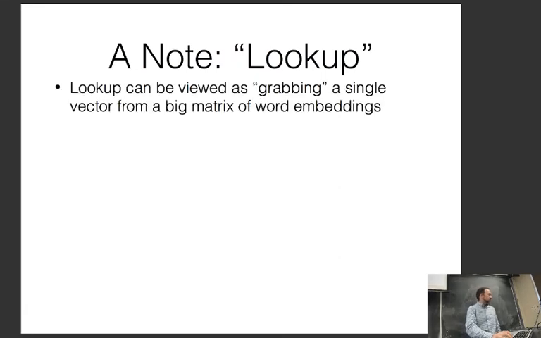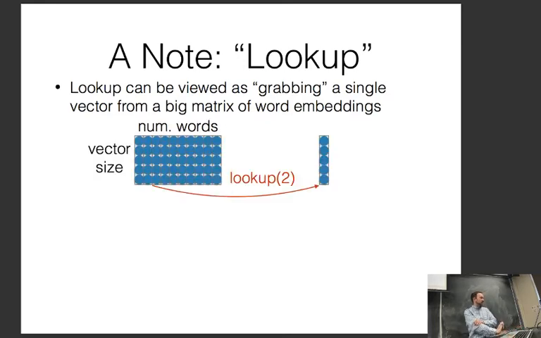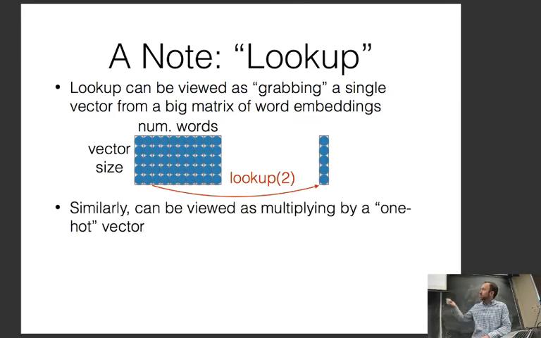Yeah, so a note on lookup. When I say lookup, what this means is basically grabbing a single vector from a big matrix of word embeddings. So if we have the matrix where the number of rows is equal to the vector size and the number of columns is equal to the number of words, lookup 2 would basically be taking the second or third, depending on whether you zero index.